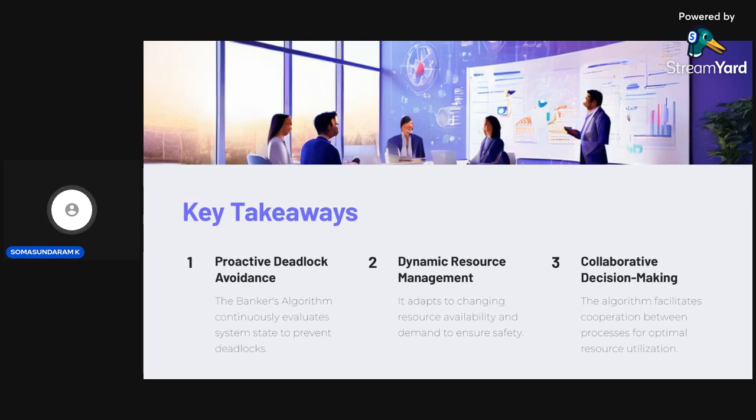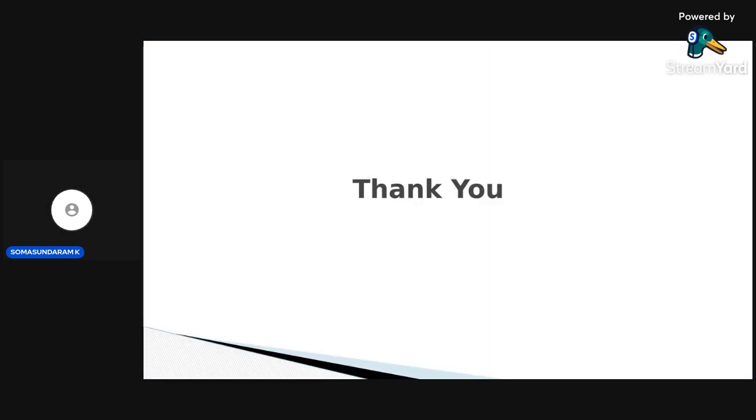Key takeaways: proactive deadlock avoidance. The Banker's algorithm continuously evaluates system state to prevent deadlocks. Dynamic resource management: it adapts to changing resource availability and demand to ensure safety. Collaborative decision making: the algorithm facilitates cooperation between processes for optimal resource utilization.